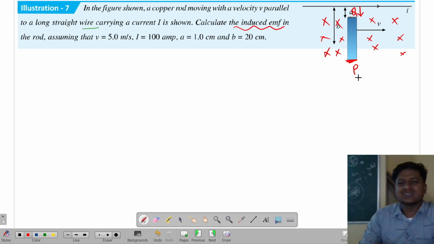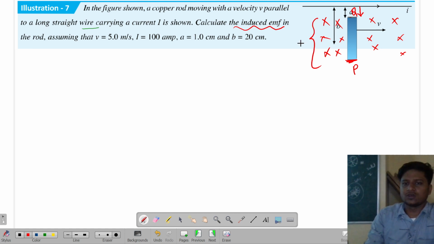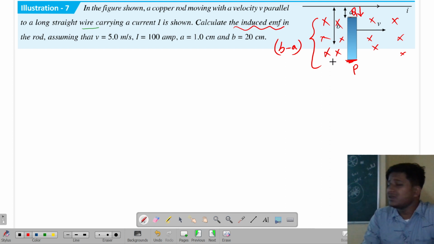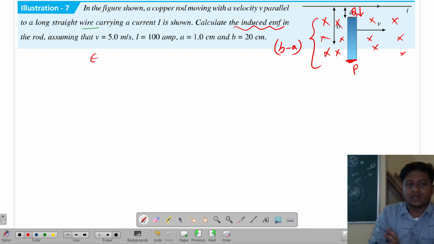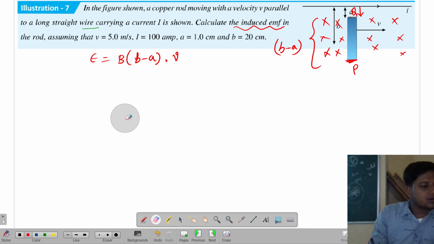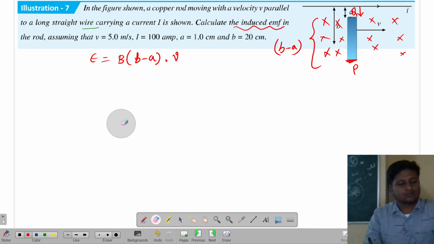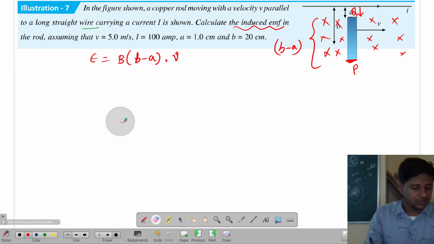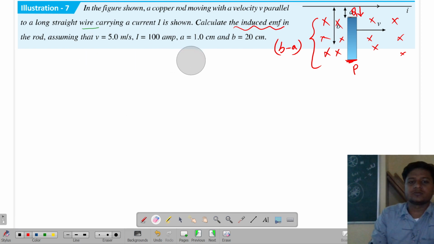Now, can you calculate this by normal formulas? What is the net length of the rod? It is B minus A, yes or no? Directly, can you write EMF as magnetic field B into (B minus A) into velocity V? Will this be the answer? Why not? Tell me why this will not be the answer. If it is not, then what should be the net answer?